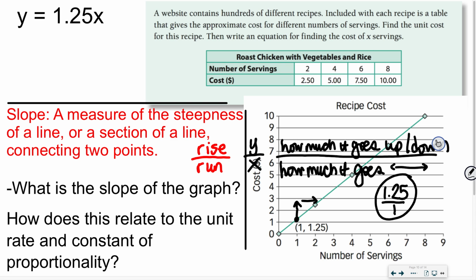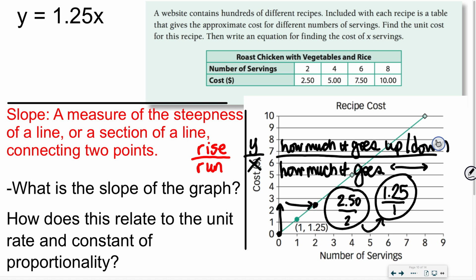Okay, did I have to use those 2 points? No. What if I wanted to use the origin and this point? How much do I go up? I went up 2.50 and I went over 2. Which means that the context of that is for every 2 servings, I'm increasing $2.50. So my slope still simplifies to 1.25. So our slope is 1.25.